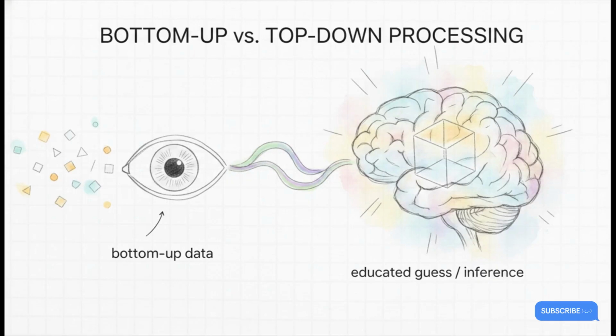Basically, think of your eyes as data gatherers. They're just collecting raw, physical, bottom-up data, literally just photons of light hitting your retina. But that data is noisy, it's often ambiguous, and it's totally meaningless on its own. It's entirely up to your brain to perform top-down processing. Your brain takes that raw data, analyzes it, and essentially makes an educated guess about what's actually out there.